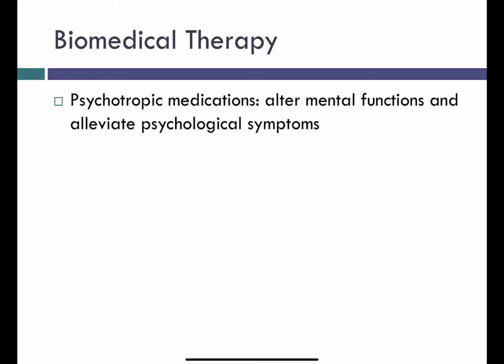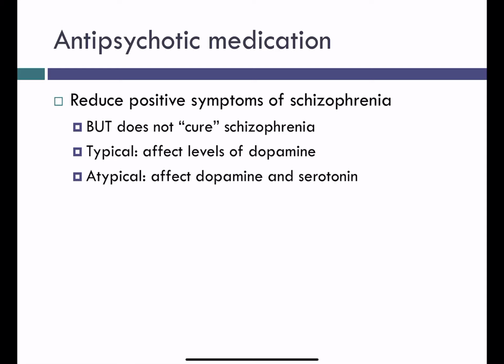So next, biomedical therapy. Psychotropic medications are medications that alter mental functions and alleviate psychological symptoms. For many disorders, we use a combination of psychotherapy plus some kind of medication. We're not going to go into a ton of details, but we'll talk about a couple of different types of medication. First is antipsychotic medications. These are developed to reduce the positive symptoms of schizophrenia, hallucinations and delusions, namely. A lot of these affect the levels of dopamine.